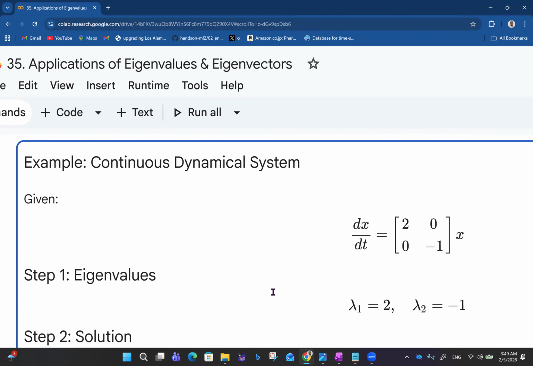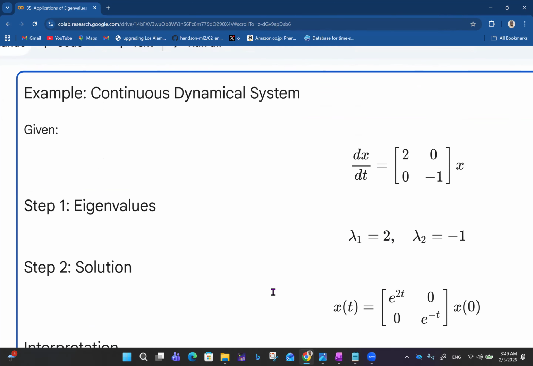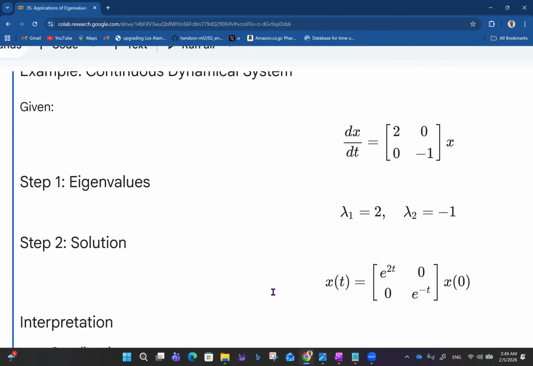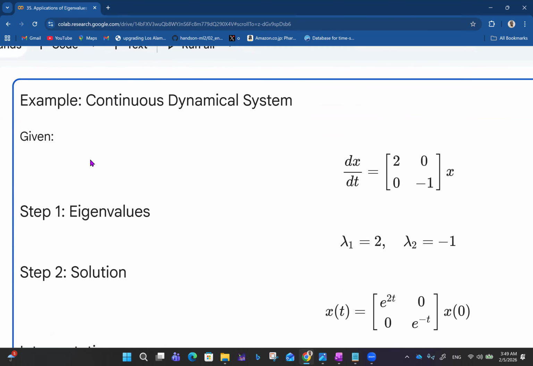So we look at an example of a continuous dynamical system. Given dx/dt equals [[2, 0], [0, -1]] x, the eigenvalues are clearly, because this is a diagonal matrix, easy to read off. So lambda one is 2, lambda two is minus 1.